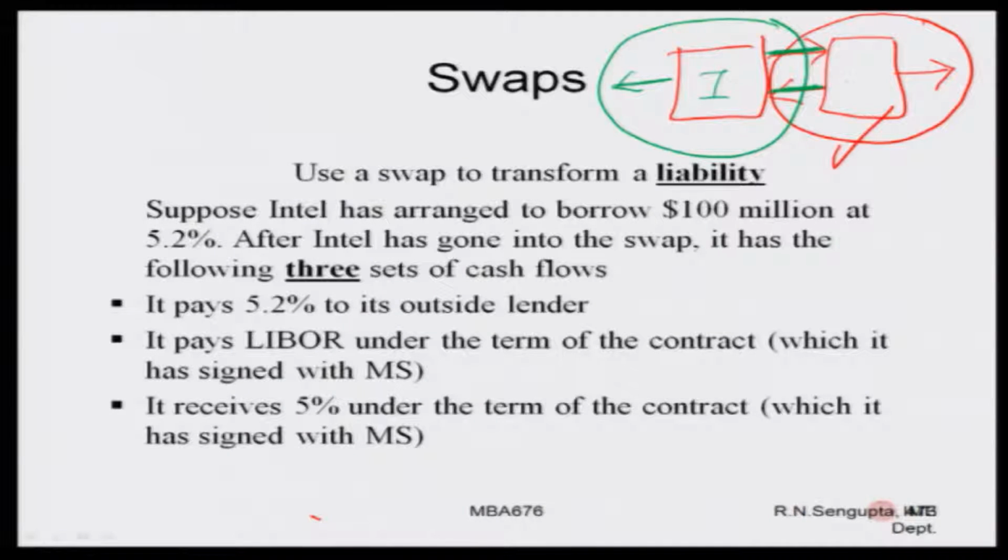This was Intel and this was Microsoft. This red part, this whole thing which I have just erased, we have already considered. Now we are going to consider the green circle and the corresponding transactions. What are these transactions? Intel pays 5.2% to the outside party, which is the first transaction here.